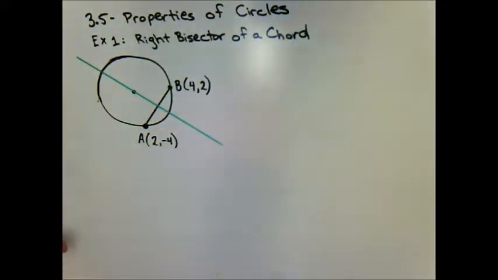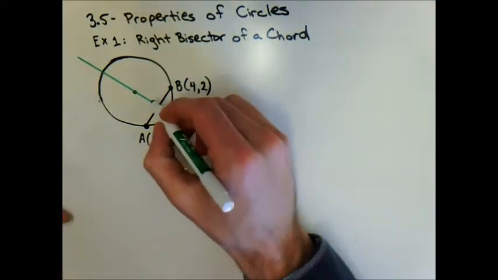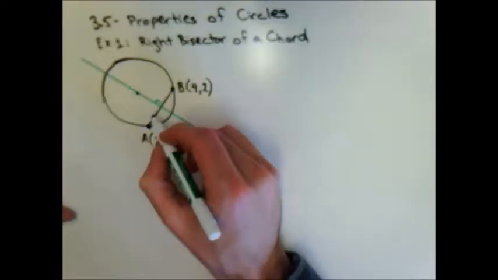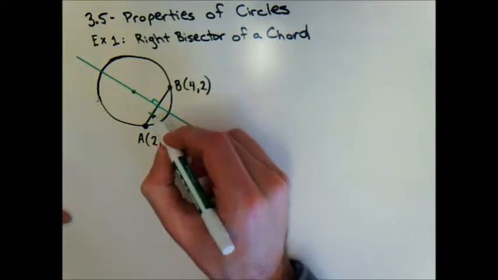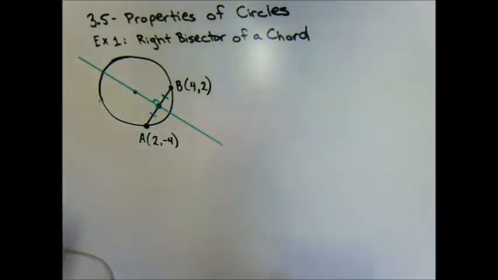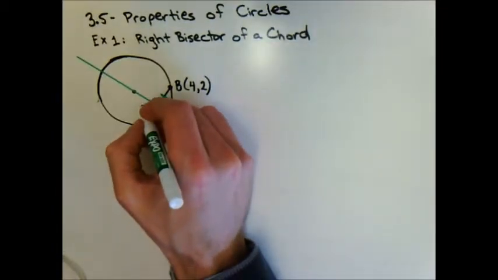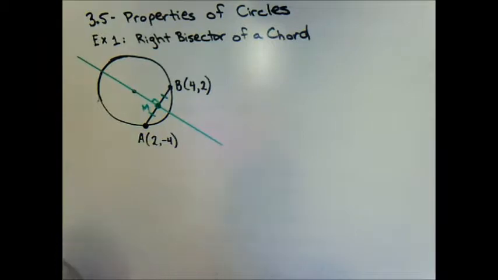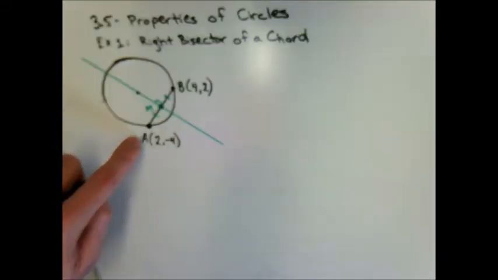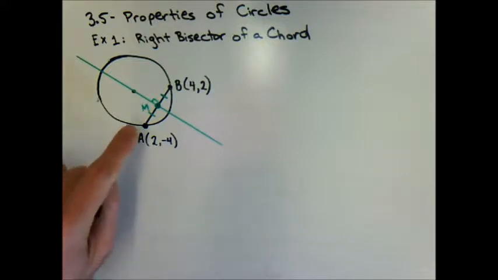So again, for this to be a right bisector, it needs to cross AB at a right angle, and the line segment AB is going to be divided into 2 equal parts by this midpoint, M. So everyone should have about the same diagram as I have.